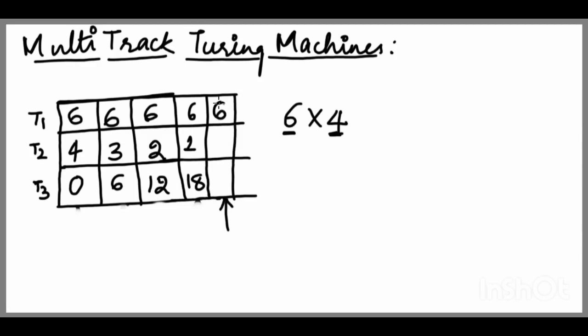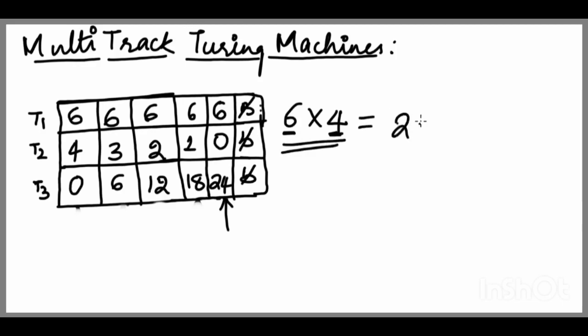T3 value would be 18 plus 6, that is 24, and T2 value would be 1 minus 1, that is 0. Now, as a final 0 has occurred in T2, we must stop the process and fill the remains with blank. According to the algorithm, if T2 contains a 0, then the result in the T3 is the final result. So 6 into 4 is basically 24.